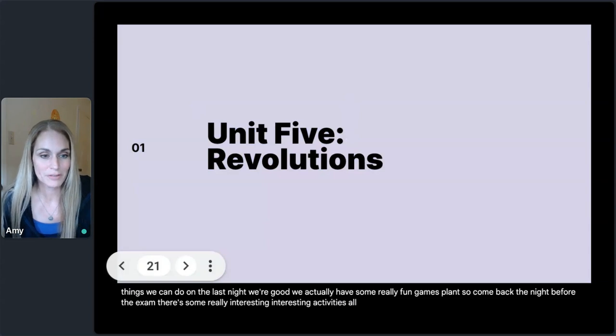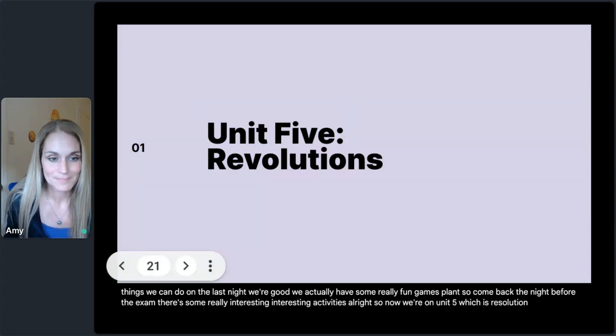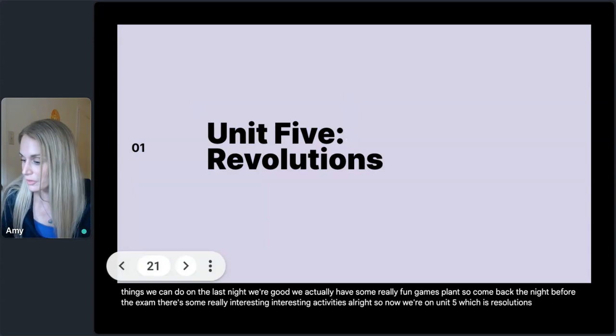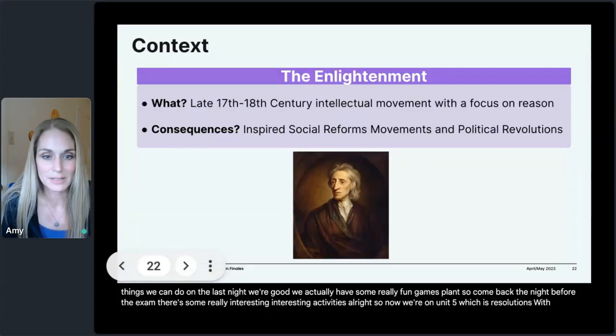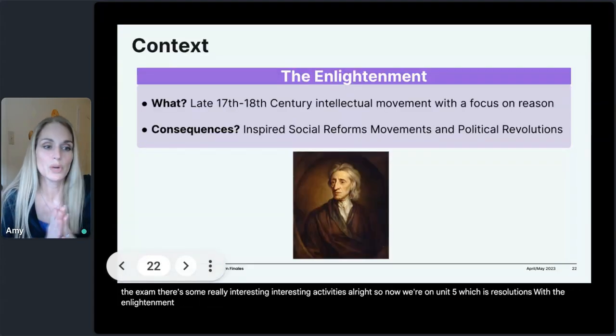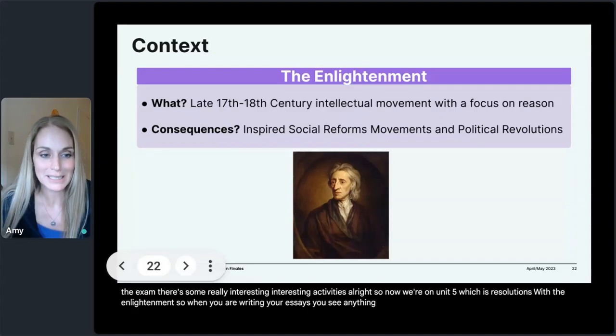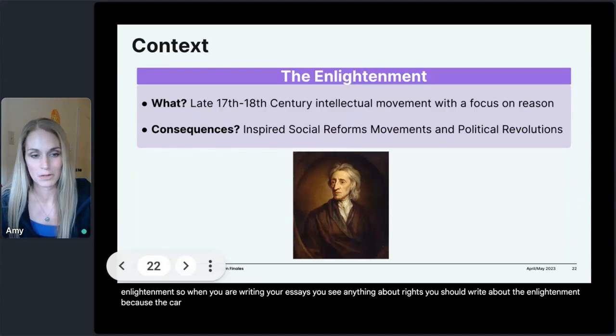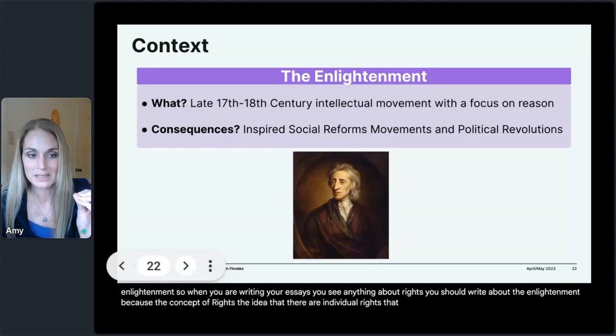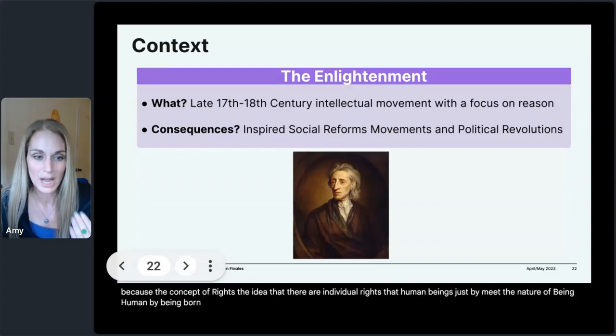All right, so now we're on Unit 5, which is revolutions. Unit 5 starts off with the Enlightenment. So when you are writing your essays, if you see anything about rights, you should write about the Enlightenment, because the concept of rights, the idea that human beings, just by the nature of being human, by being born, have rights, comes from the Enlightenment.